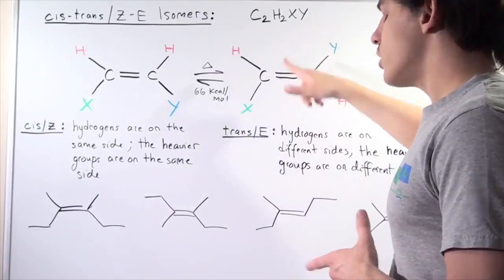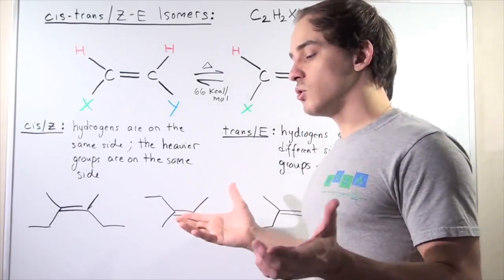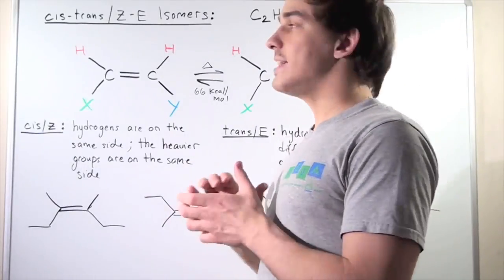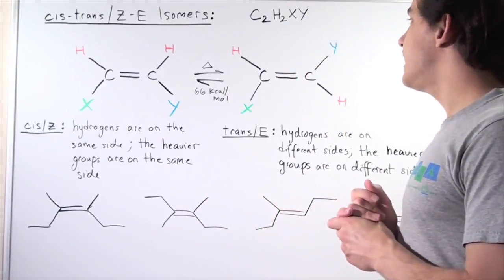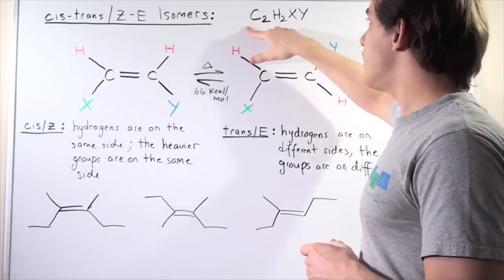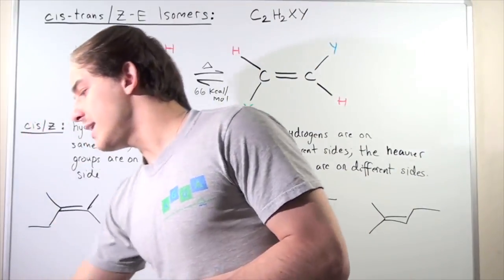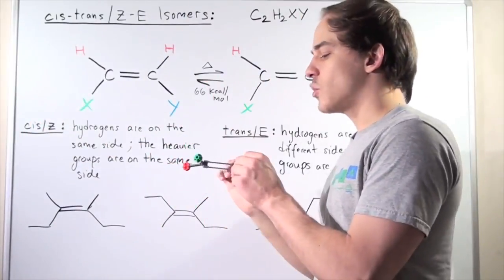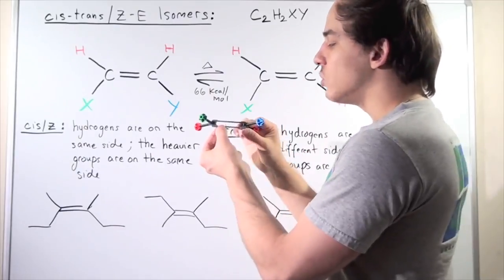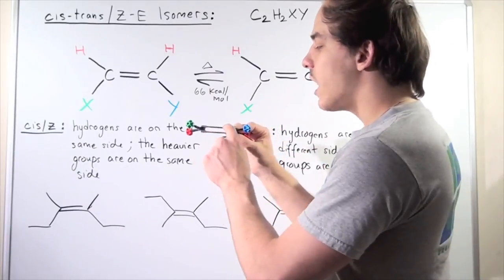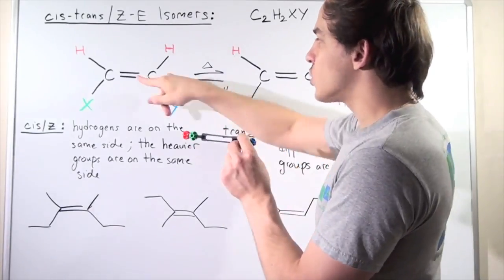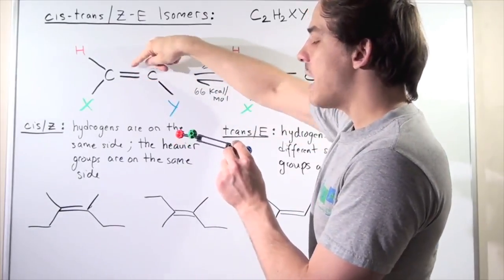C2H2XY, where X and Y are simply two different molecules or atoms that are not H atoms. Let's begin by trying to figure out the three-dimensional structure of this alkene. Alkenes have the following structure. We have a double bond. The lower bond is the sigma bond, and the upper bond is our pi bond.